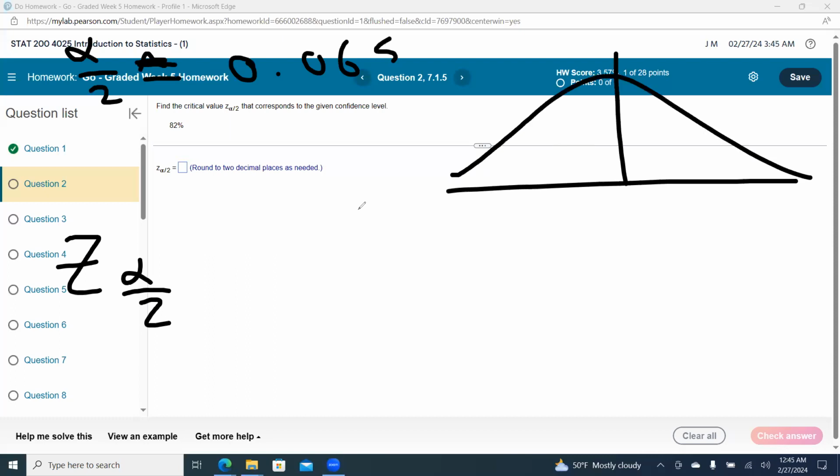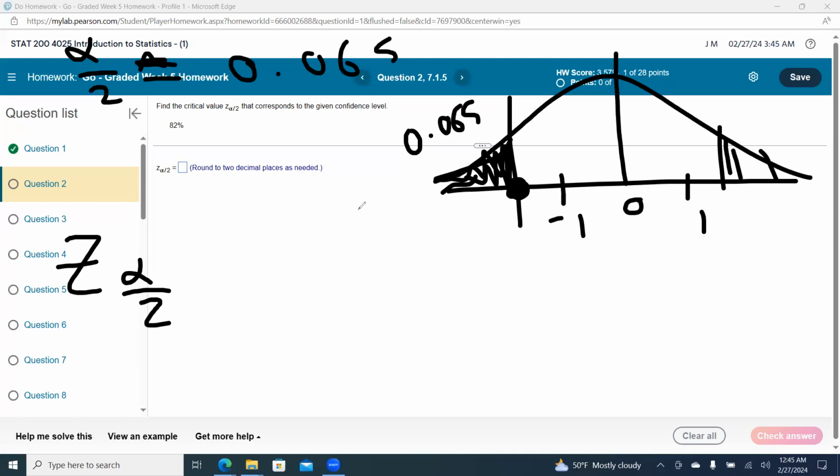All inverse norm are left-tailed. Yeah, this is a 0. These are positive numbers, and these are negative numbers. All inverse norm does is an area to the left. That area right there is 0.065. So if we inverse norm, we're going to get a negative z value. We want the positive one, but it's symmetric, so you just make it positive. So z, and you always report a positive number, is going to be inverse norm.